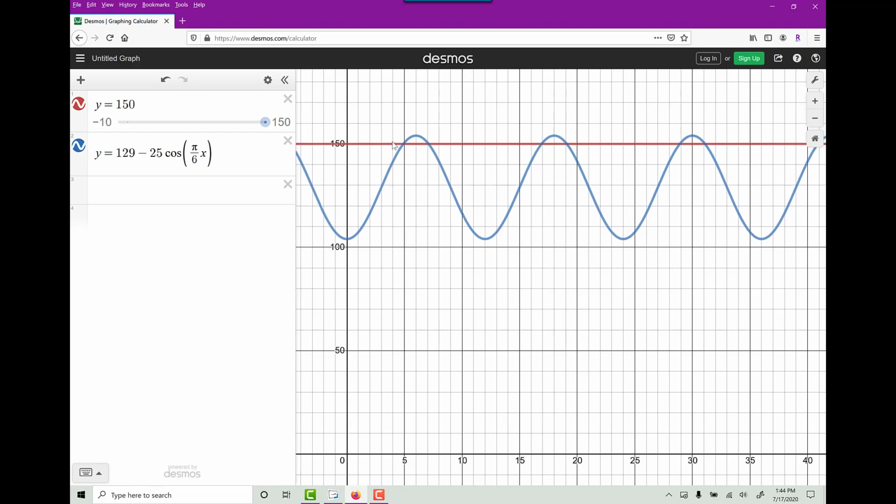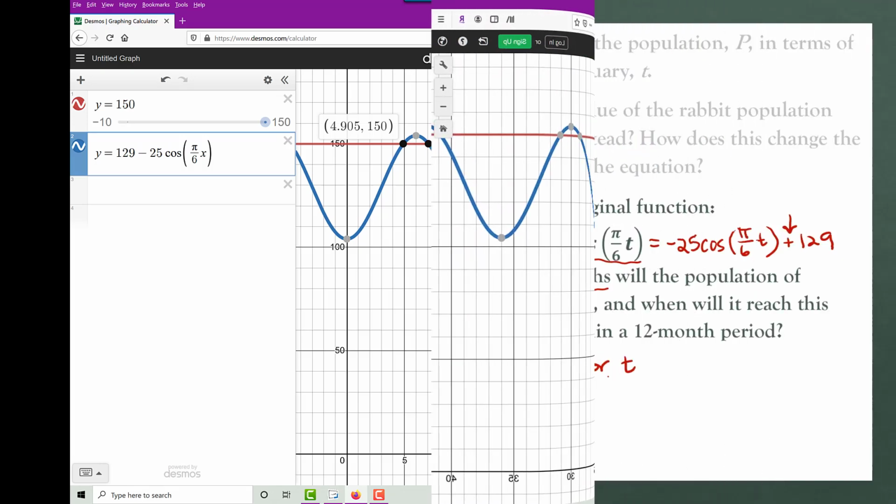So the red line represents y equals 150, and the blue curve represents the cosine function. And if I click on this, I can see that within the first 12 months, where these equations are intersecting is at 4.905 and at 7.095. So that's what I'm going to expect to see as an answer when I go and solve this algebraically.